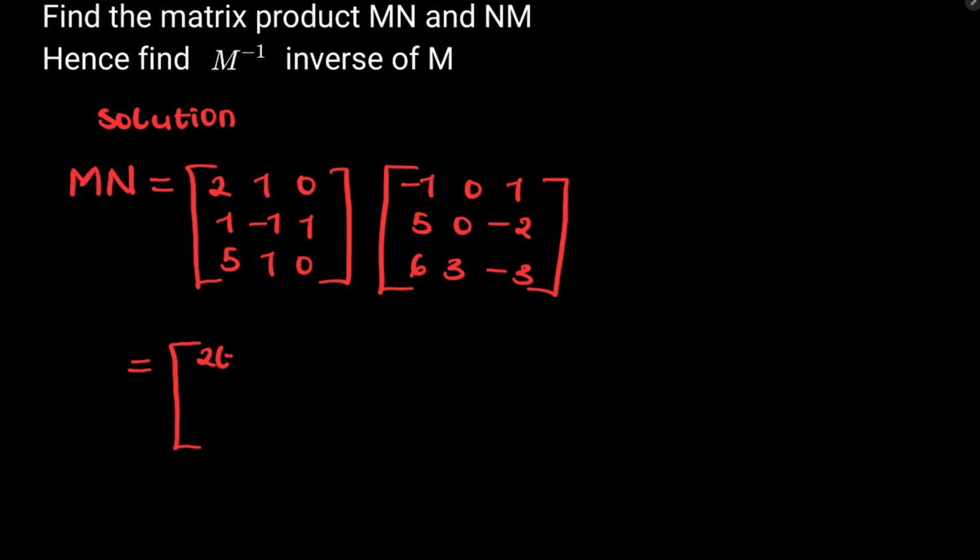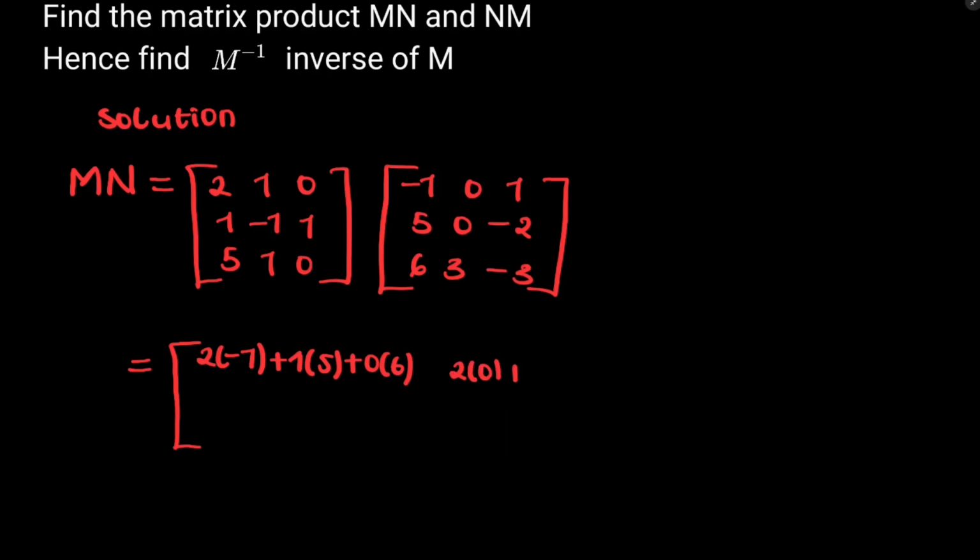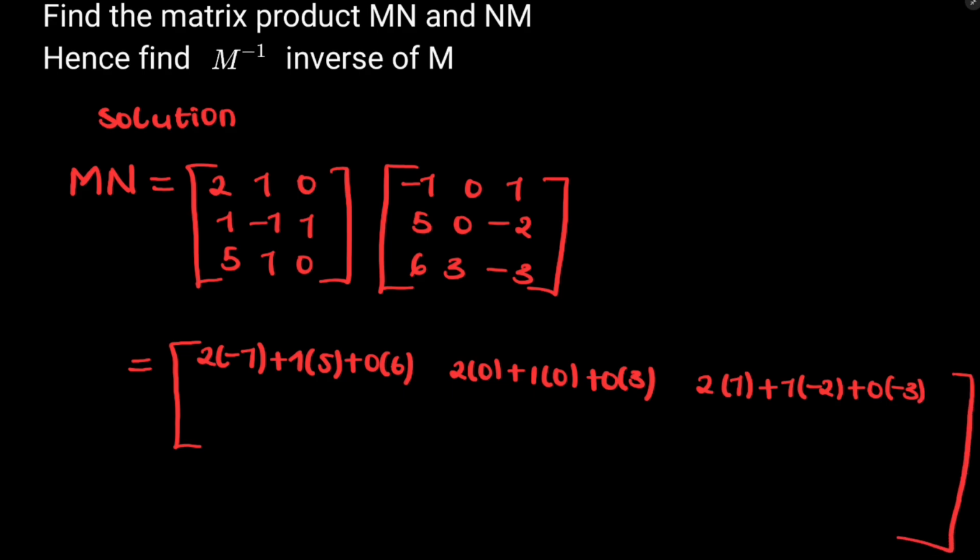So we have 2 times minus 1 plus 1 times 5 plus 0 times 6. We go to the next: 2 times 0 plus 1 times 0 plus 0 times 3. We go to the next. We are still on the first row of the first matrix: 2 times 1 plus 1 times minus 2 plus 0 times minus 3.